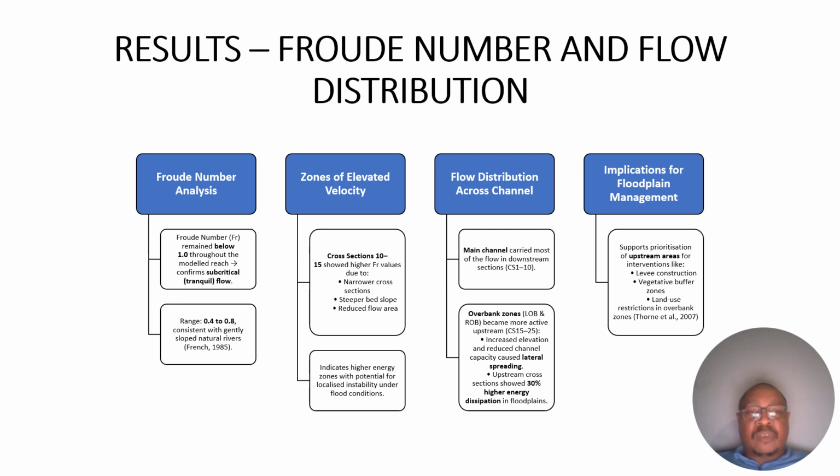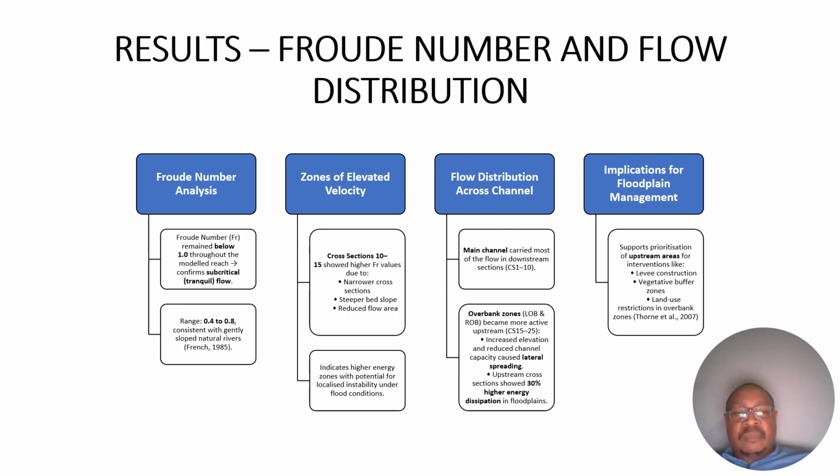And then in terms of the results on the flow number and the flow distribution, the Froude number analysis: the Froude number remains below 1.0, and it also ranges between 0.4 and 0.8, consistent with the gentle slope. Then in terms of the zone of elevated velocity, cross sections 8 to 12 show higher Froude values. It also indicates a higher energy zone with the potential for localized instability under flat conditions.